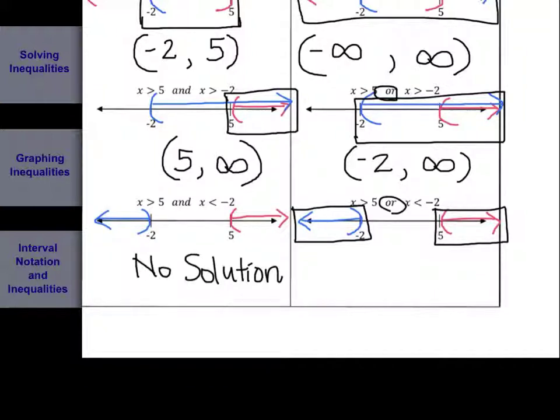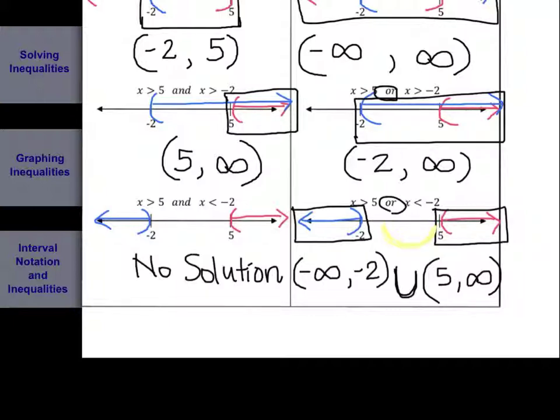So I'm going to go ahead and make intervals out of these things. So I have negative infinity to negative 2 for the first one, and then I have 5 to positive infinity for the second one, but then I've got that big jump in the middle that's kind of weird. So anytime you have a jump in the middle of your two intervals like that, you want to join your intervals with a union symbol. It's a big U like that.